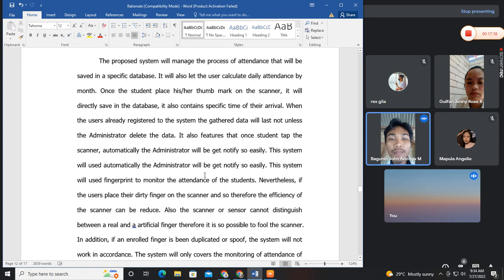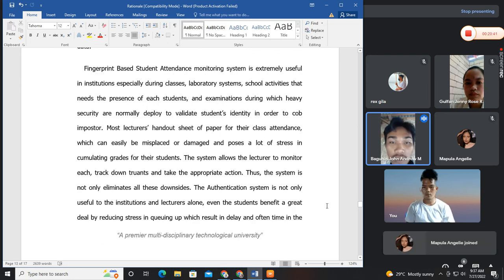A fingerprint-based student attendance monitoring system is extremely useful in institutions, especially during classes, laboratory sessions, school activities that need the presence of each student, and examinations during which heavy security is normally deployed to validate students' identity in order to curb impostors. Most lecturers hand out sheets of paper for their class attendance, which can easily be misplaced or damaged. This poses a lot of stress in accumulating grades for their students.